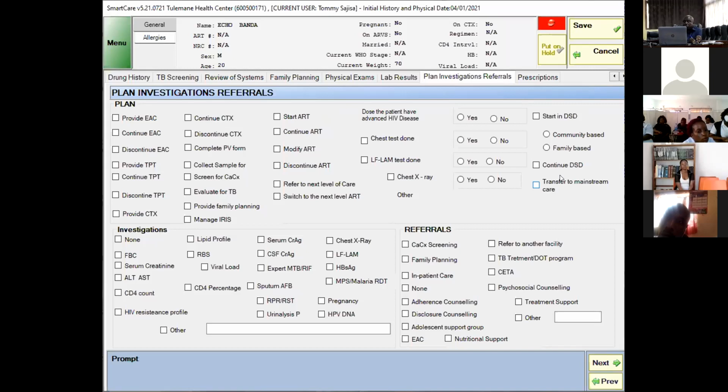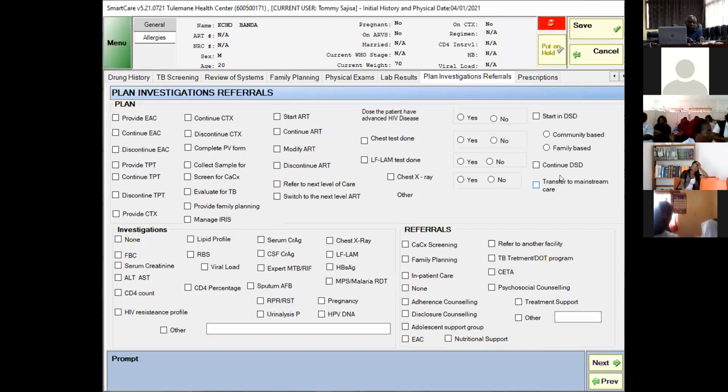And I've seen there's a comment here that we need to include a component of genotype results as well. And I think this goes with what Dr. Thomas had said, that we need to have a provision for resistance testing and the results for decision making.